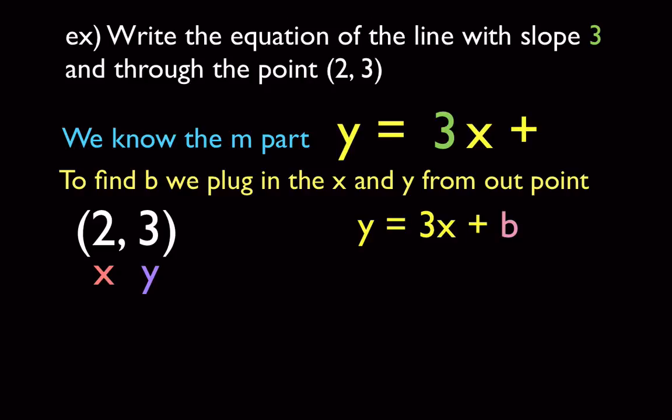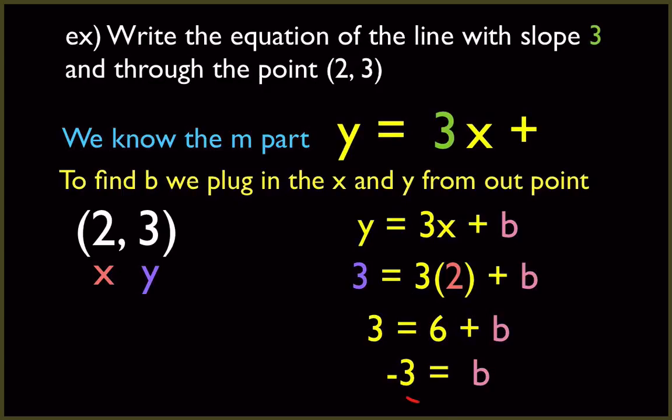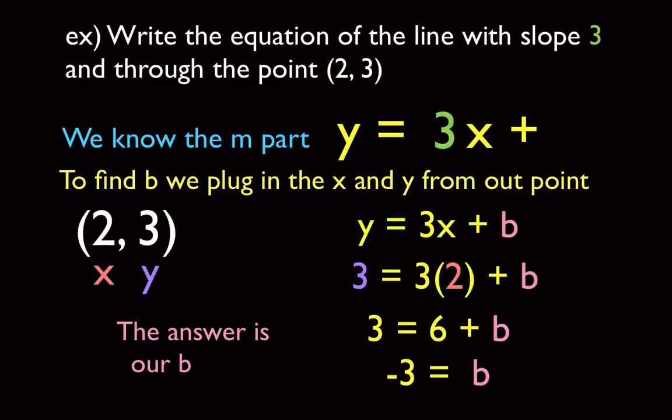So where I see a y, I'm going to place 3, and where I see the x, I'm going to place the 2. From there now I simplify. 3 times 2 is 6, and I subtract 6 from both sides to get b equals negative 3. That negative 3 then is going to go directly into my equation, and I am done.